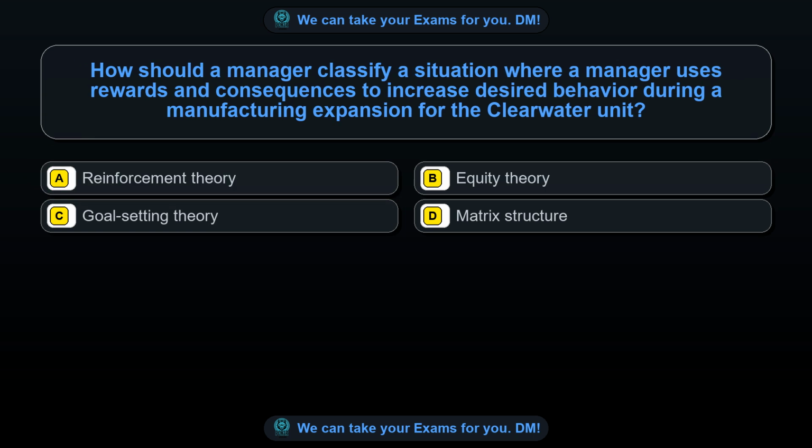Question 11. How should a manager classify a situation where a manager uses rewards and consequences to increase desired behavior during a manufacturing expansion for the Clearwater unit? Option A, reinforcement theory. Option B, equity theory. Option C, goal-setting theory. Option D, matrix structure. The correct answer is option A, reinforcement theory.